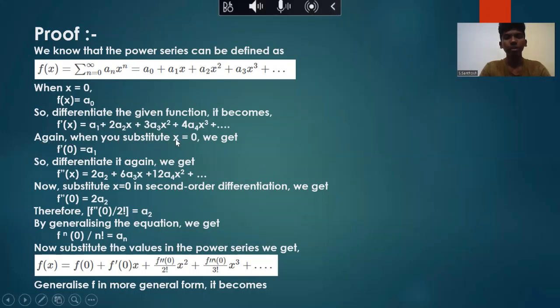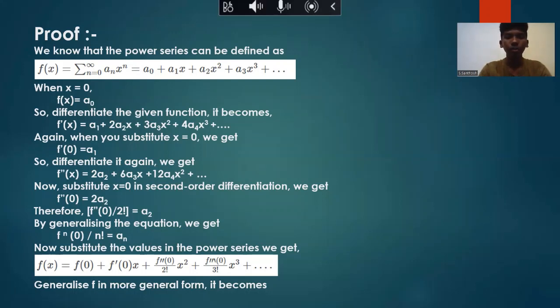So again, when you substitute x equals 0, we get f dash of 0. That is, when you substitute 0 in place of x in the whole term, you'll be getting 2a2x and 3a3x square, 4a4x cube. Wherever you have the x term, it will become 0, and you'll remain only with a1. So differentiate it again, that is the second differentiation.